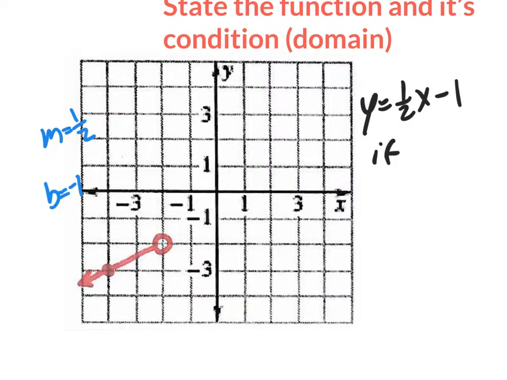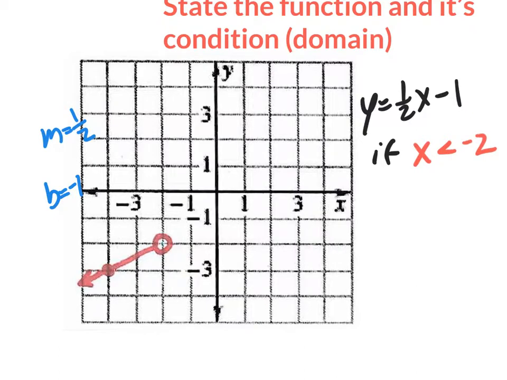Now, is this piece between 2 x values, or is it to the left of an x value or to the right of an x value? So what is this? What is the condition here? X is what? Anybody? Is less than -2. If x is less than -2, that's your condition.